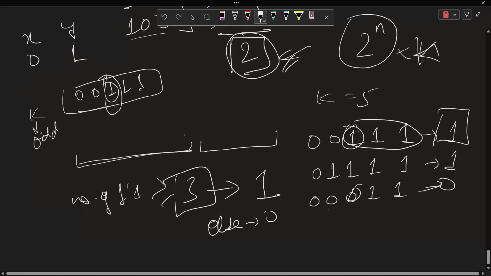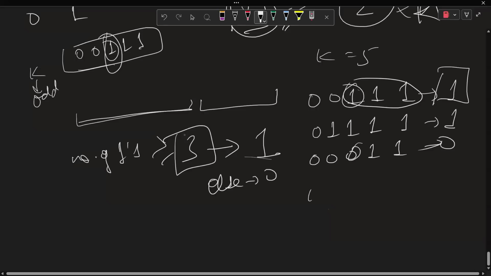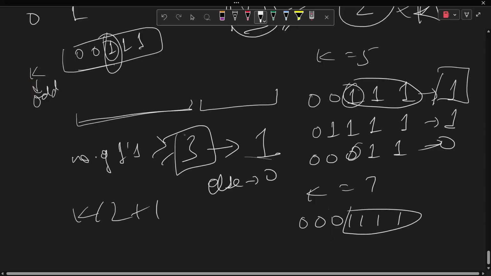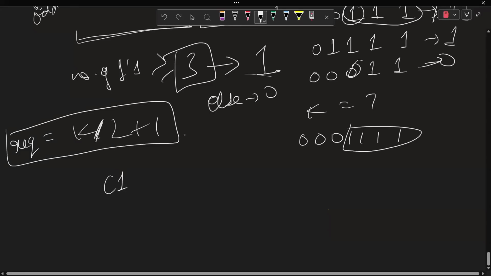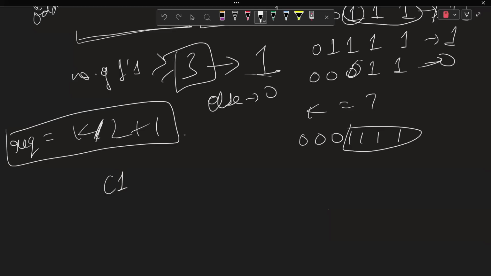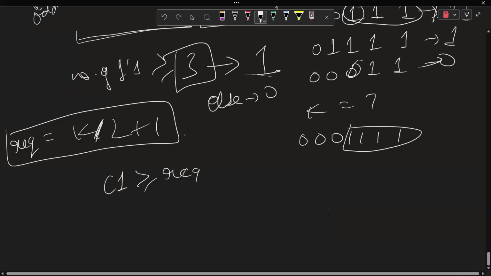Now what is this 3? How did we get this 3? For k equal to 5, it was 3. What would it be for k equal to 7? 0, 0, 0, 1, 1, 1, 1. At least 4 ones would be required. So basically it's k by 2, 7 by 2 is 3, plus 1. That is the floor division, or you can say the ceil of k by 2. So for any k, the required number of ones is going to be k by 2 plus 1. If the count of ones, let's say C1, represents the number of ones in a subsequence, and it is greater than or equal to the required number, we would say that the median is 1.